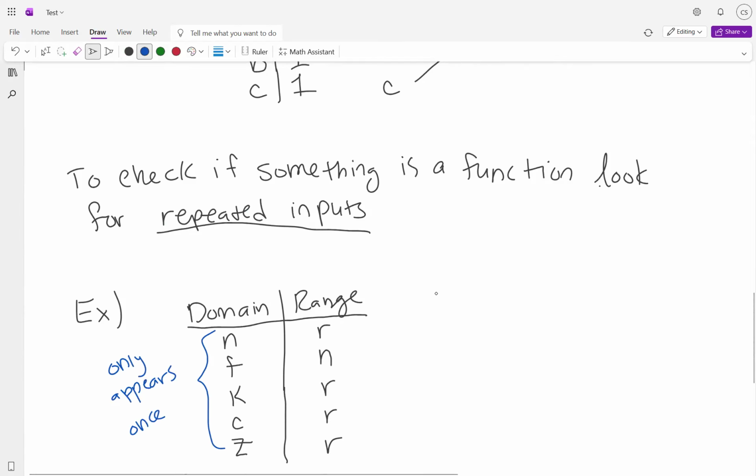So that's good for us. So that means that this guy is a function. Okay.